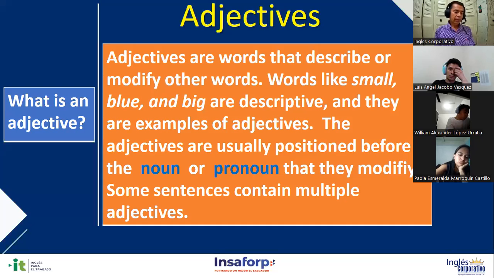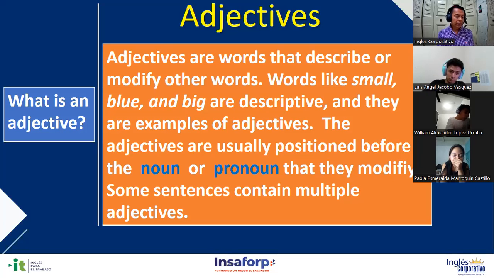Adjectives. What are adjectives? Adjectives are words that describe or modify other words. For example, words like small, blue, big are descriptive, right? Estas son palabras que describen. The adjectives here are usually positioned before the noun, right? Or pronoun that they modify. Como vimos anteriormente, el adjetivo va antes del nombre, right?